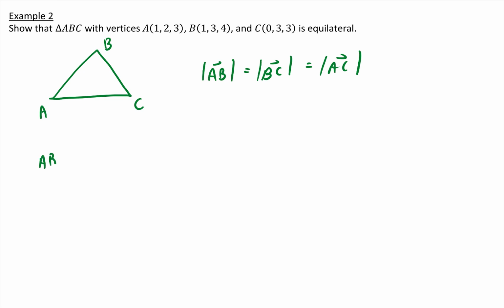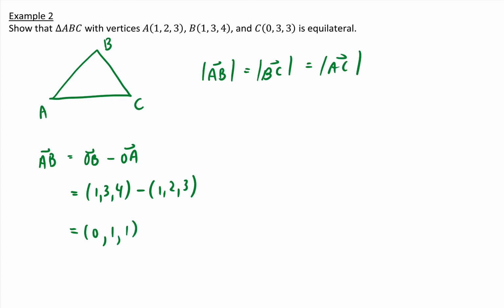So let's start with AB. Remember that AB is equal to OB minus OA, the head minus the tail. Point B we know is (1, 3, 4), or vector OB is (1, 3, 4), minus vector OA (1, 2, 3), or the point (1, 2, 3). Subtracting, that gives us (0, 1, 1). So there's vector AB. That's this vector right here.